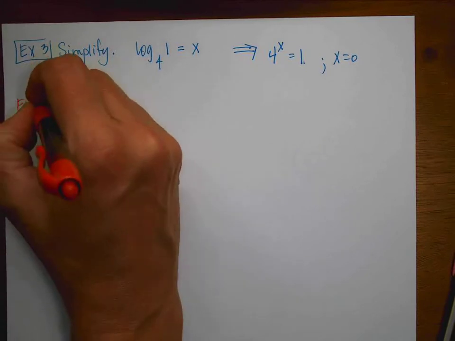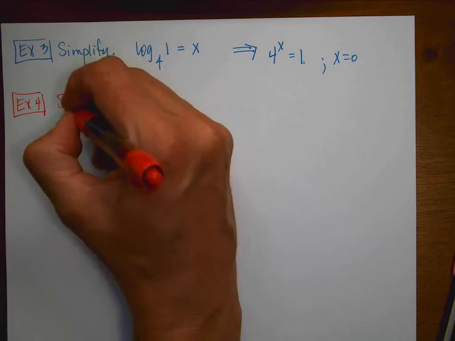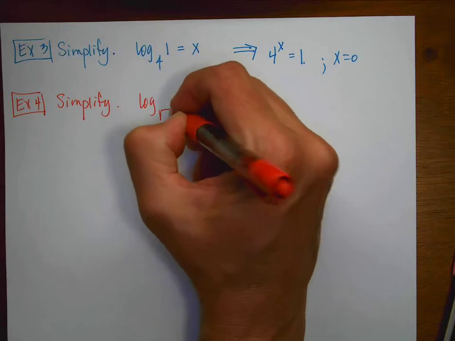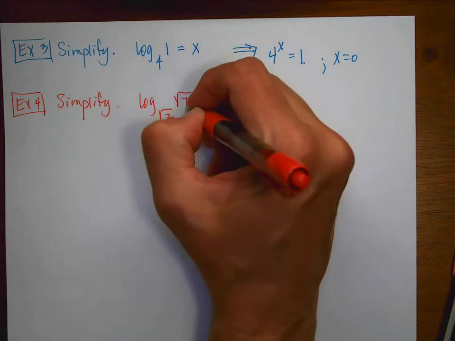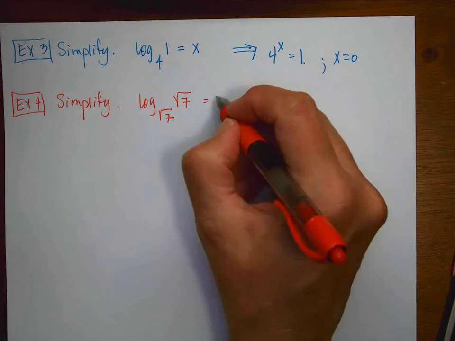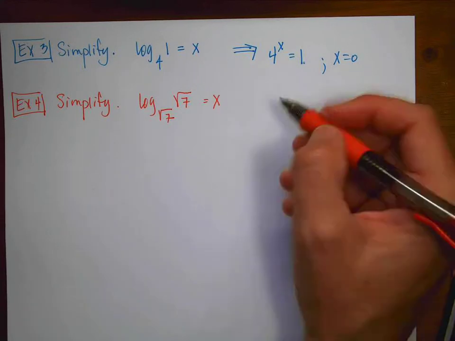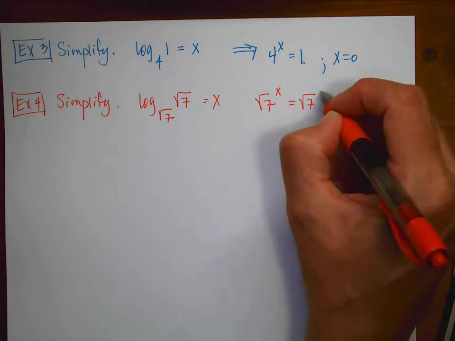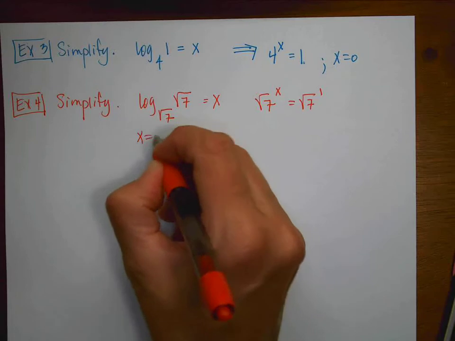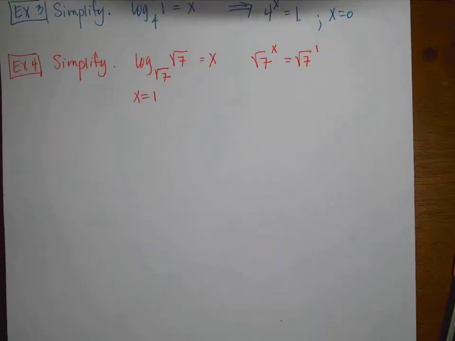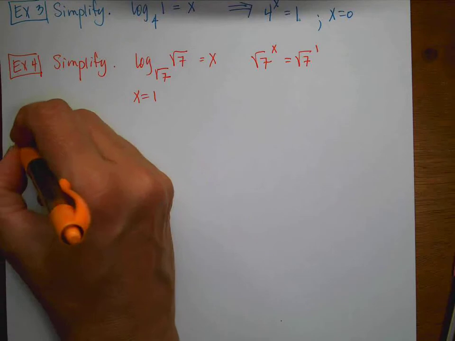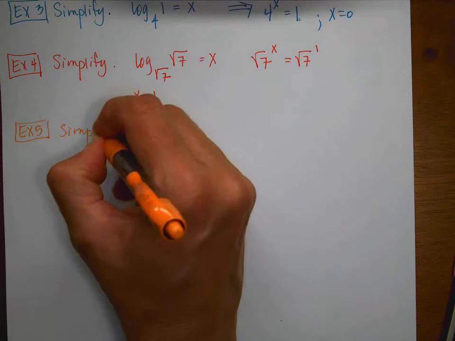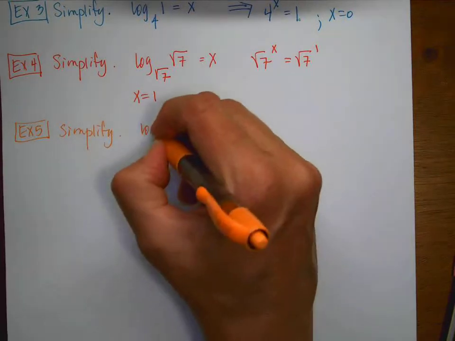All right, let's do example 4. Example 4 also says to simplify. This time I have the log base radical 7 of radical 7, and then I'm going to put in an x. Then I have radical 7 raised to the x is equal to radical 7. Technically, it's 1. Therefore, x is equal to 1. All right, next example, we'll do example 5. These are all just nice, simple little problems. Nice, polite start to our logarithms.